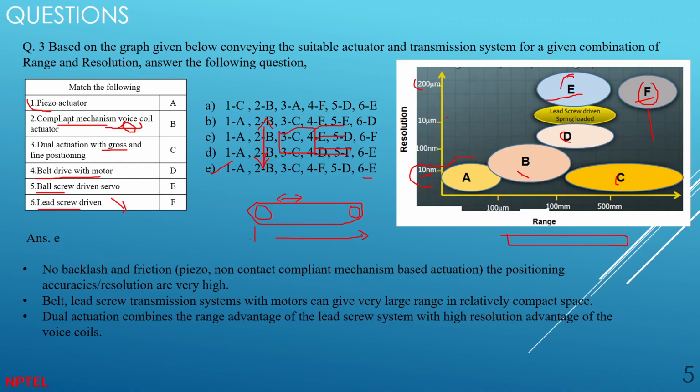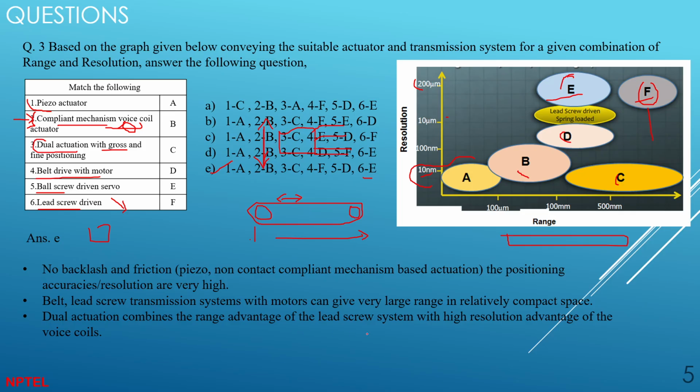Sorry, second option, the compliant mechanism. So the compliant mechanism is that mechanism, I think, which you have seen in your CD-ROM drive. Yes, compliant mechanism you have seen it, but I'm talking about dual actuation. Dual actuation you have already seen. This is the gross and fine positioning. So for fine positioning you have used a piezo actuator, right? And for gross positioning you have used, I think, some kind of a stepper motor.